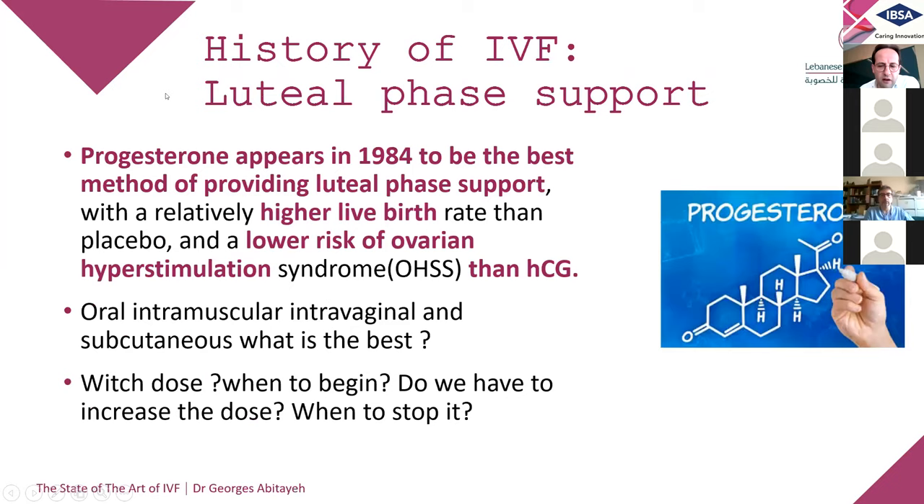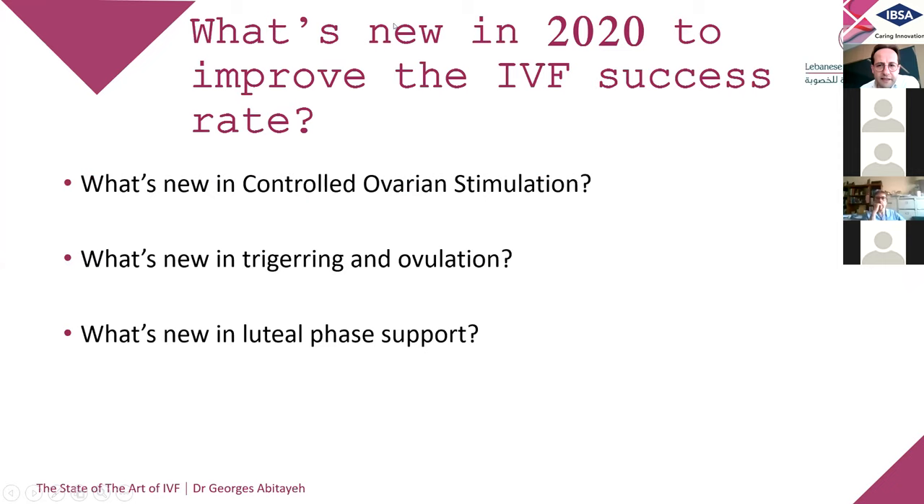Last but not least, we have luteal phase support with progesterone, which appeared in 1994 to be the best method providing luteal phase support, with higher live births and a lower risk of ovarian hyperstimulation compared to HCG. It could be given orally, intramuscularly, intravaginally, or subcutaneously. What is best? Which dose? When to begin? Do we have to increase the dose? When to stop it? All these things will be discussed today in our webinar.